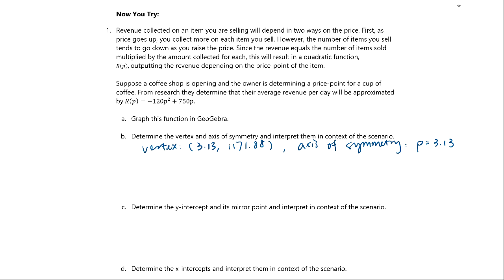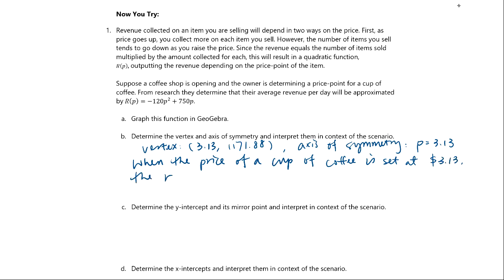And if we want to interpret these values, we want to say that the first coordinate represents the price for a cup of coffee. So we can say when the price of a cup of coffee is set to be $3.13, the revenue, which is the y-coordinate corresponding to that point, is going to be $1,171.88.